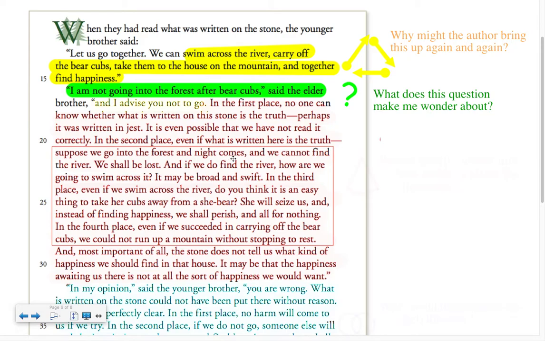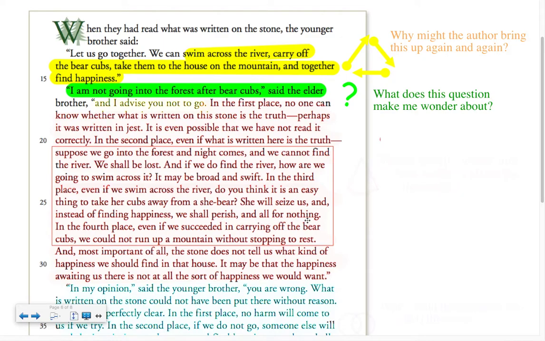In the second place, even if what is written here is the truth, suppose we go into the forest and night comes and we cannot find the river. We shall be lost. And if we do find the river, how are we going to swim across it? It may be broad and swift. In the third place, even if we swim across the river, do you think it is an easy thing to take her cubs away from a she-bear? She will seize us, and instead of finding happiness, we shall perish or die.